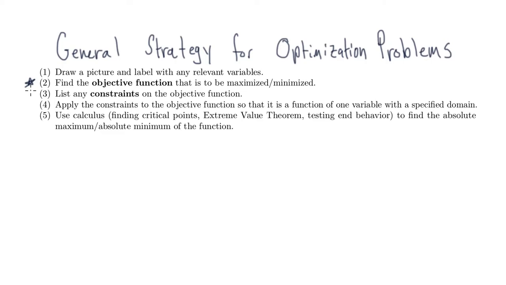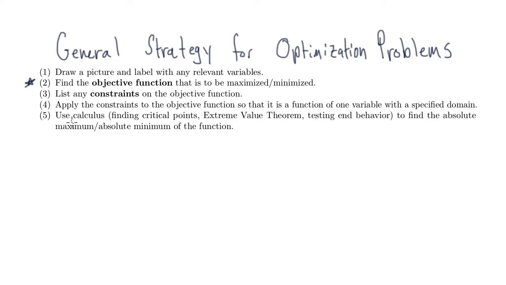Once you have the objective function, the next step is to list the constraints on the objective function. Because a lot of times you'll have the objective function, and if it's unconstrained, it will be pretty clear that you could just do something silly, and make it arbitrarily large or arbitrarily small by ignoring the constraints. So listing out the constraints shows you what you have to make sure you obey when you're maximizing or minimizing your objective function.